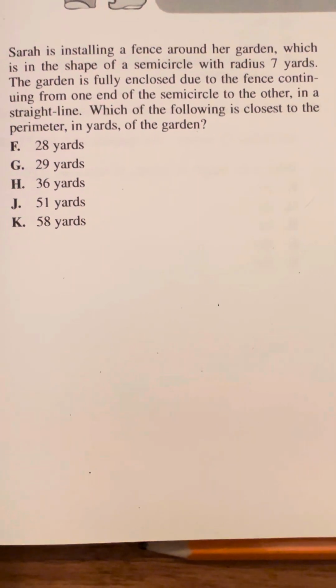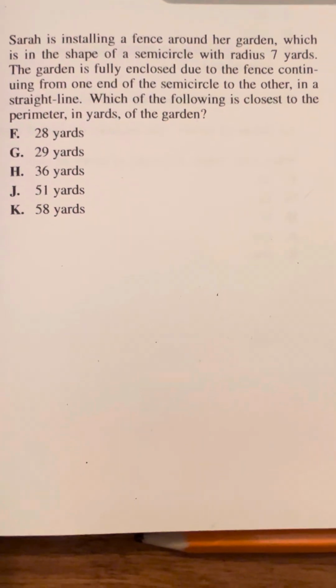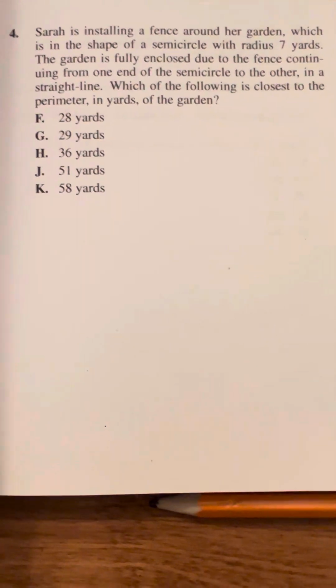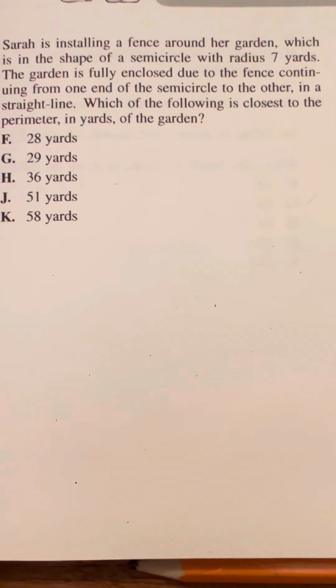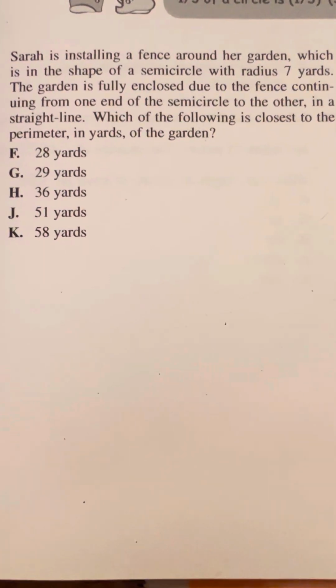Having lots of fun here with circles, sectors, and arcs. We're doing some ACT questions. So we have: Sarah is installing a fence around her garden, which is in the shape of a semicircle with a radius of 7 yards.